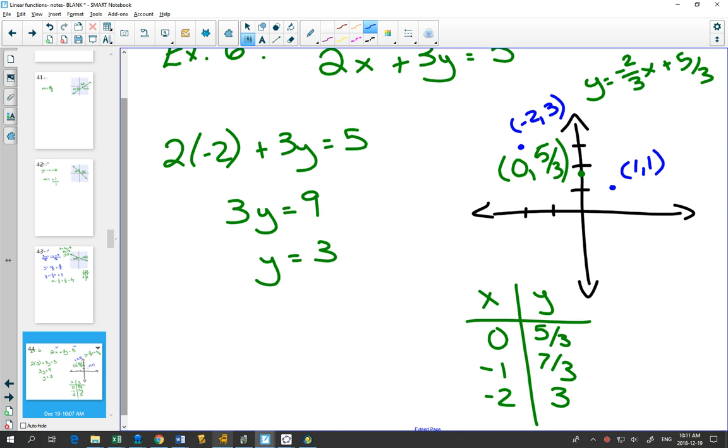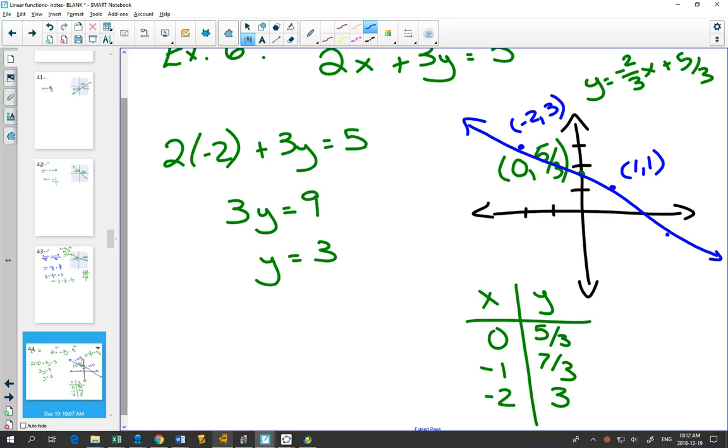Plug in 1 for x, 1 for y. Do the mental math. 2 plus 3 is 5. Yes, it works. Beautiful. And you could do another down 2 over 3 and get another nice point. And this is our straight line through all of those points. Of course, I used my ruler. And we have our graph.